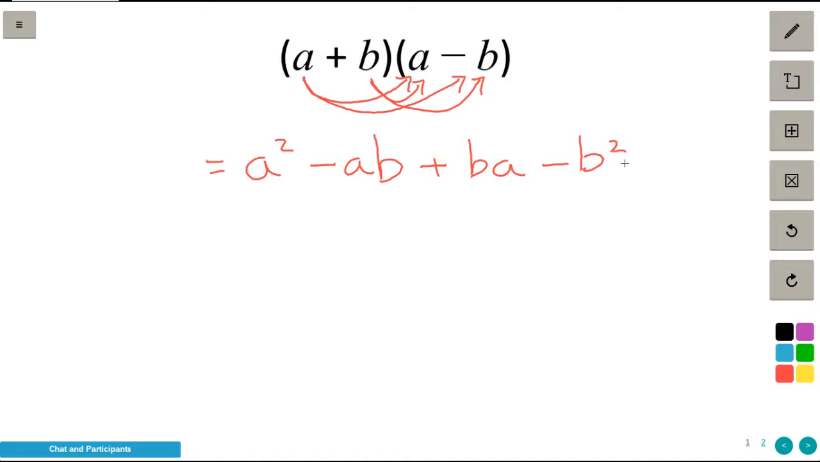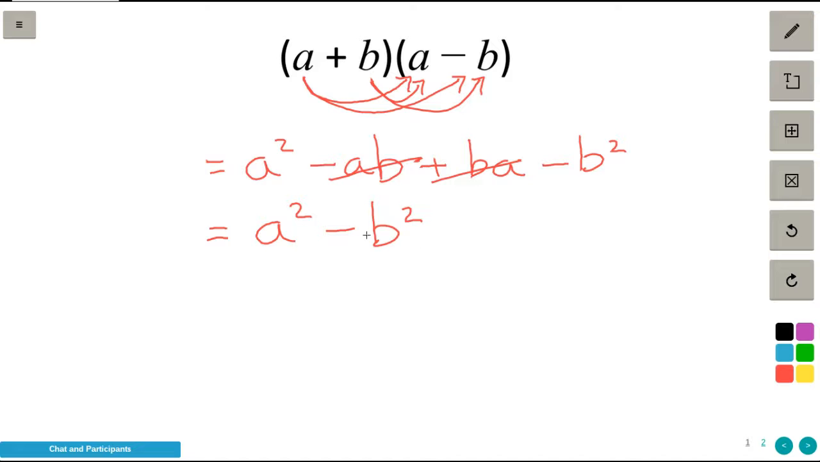Having done that, this now then gets a little interesting. If we look at these two terms in the middle, we can see that they're actually the same as each other. We've got AB, so that's A times B, and we've got B times A. And as we can multiply in any order, that B times A is the same thing as A times B. So that's minus AB plus AB, which of course just cancels out to 0. That leaves us then with A squared minus B squared.